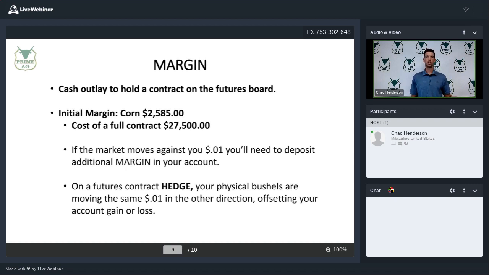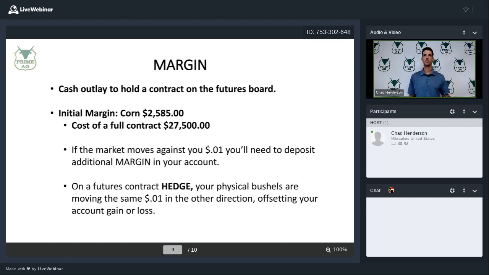Okay. So if you were to lay out that full cash, $27,500, if the market were to go down a penny, you would obviously just see that removed off of your $27,500. In this case, we're using margin, again, back to that 10% of the value of the contract. So if price moves against you a penny, you're going to need to deposit that penny or $50 into your account to continue to hold that position.